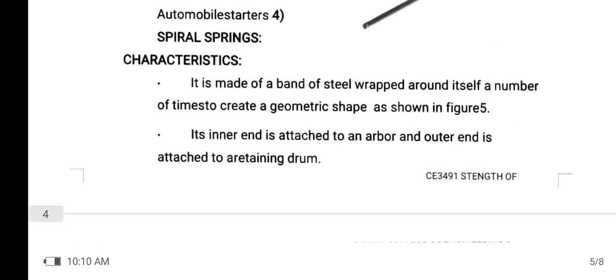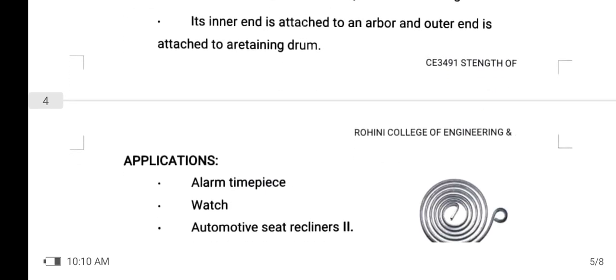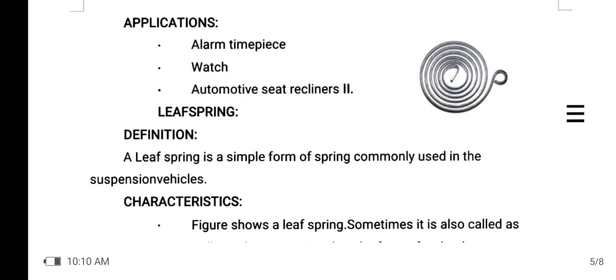Then the spiral spring, and its characteristics. It is made of a band of steel wrapped around itself a number of times to create a geometric shape. Its inner end is attached to an arbor and the outer end is attached to a retaining drum. Applications: alarm timepiece, watch, automatic seat recliners.